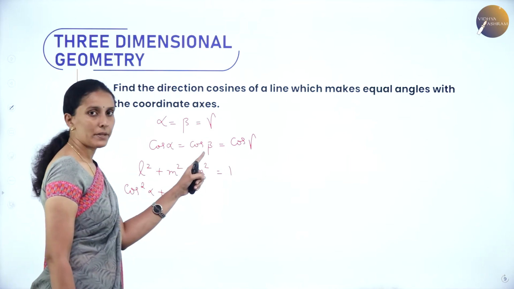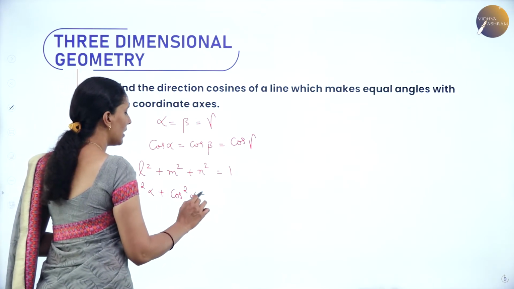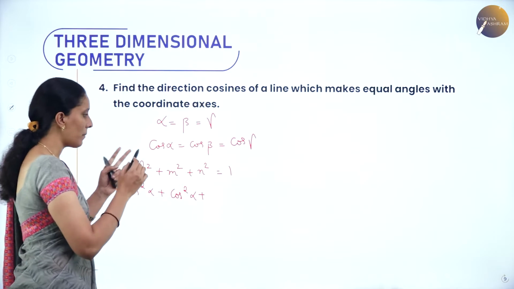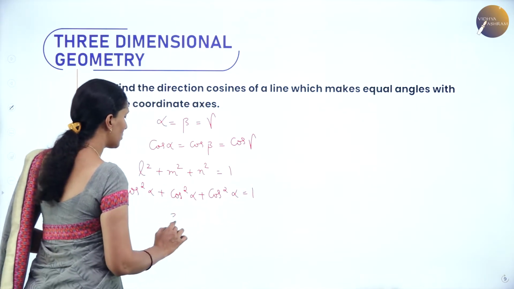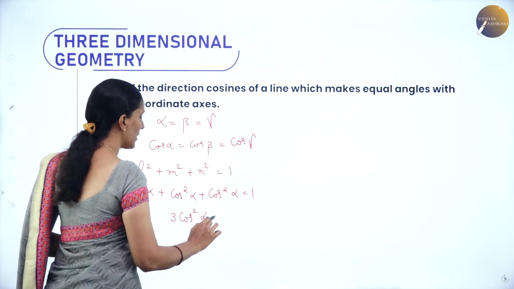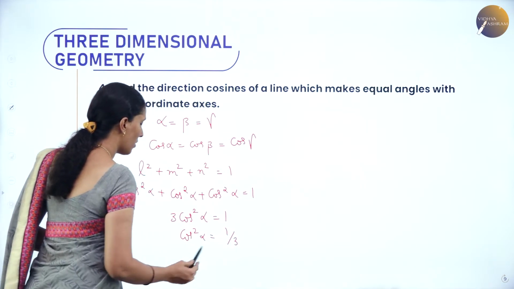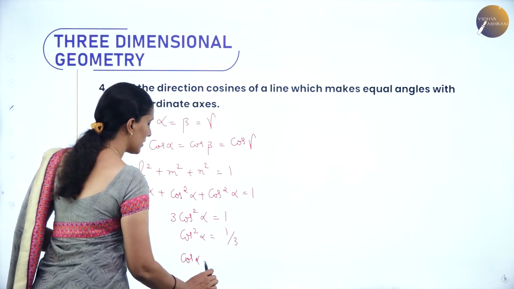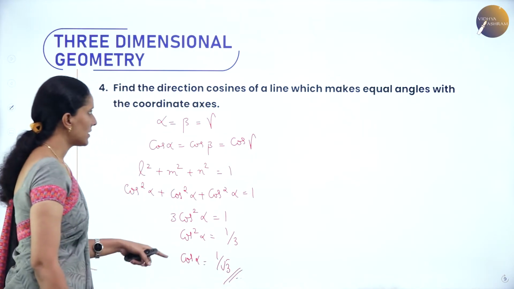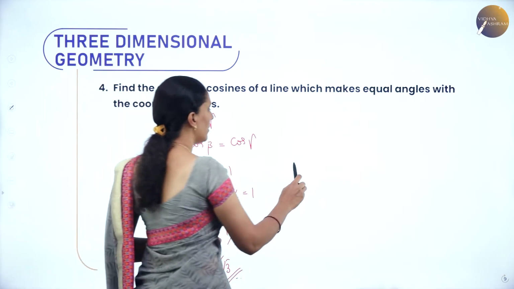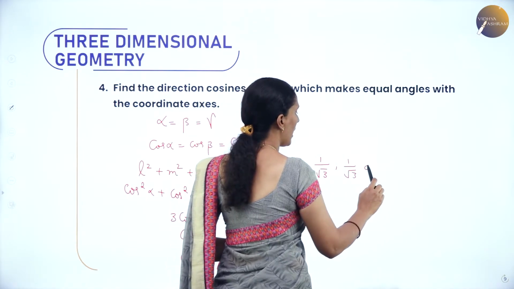M is cos beta. Cos beta is the same as cos alpha, so I can write cos square alpha. N is cos gamma. Cos gamma is the same as cos alpha, so here also I take cos square alpha, equal to 1. So I get 3 cos square alpha equal to 1. Cos square alpha is equal to 1 divided by 3, or cos alpha is equal to 1 divided by root 3. So the direction cosines are 1 by root 3, 1 by root 3 and 1 by root 3.